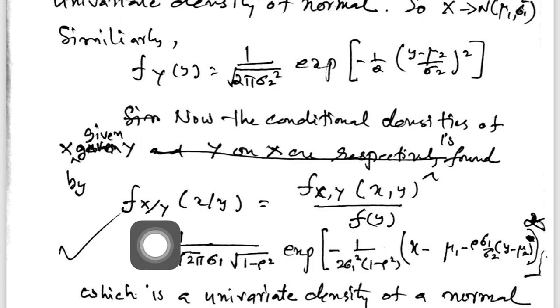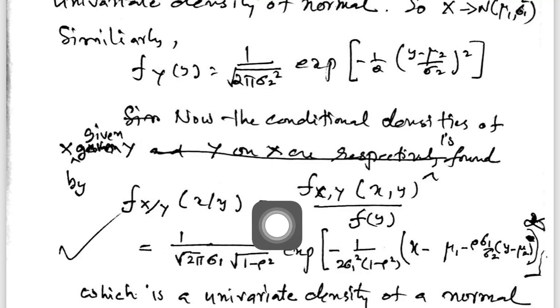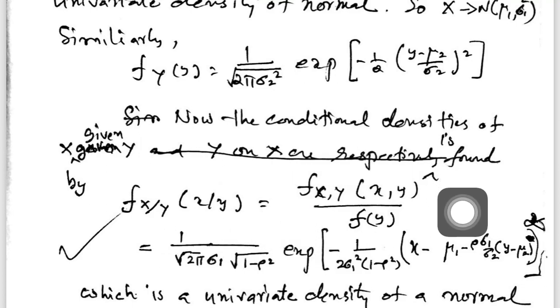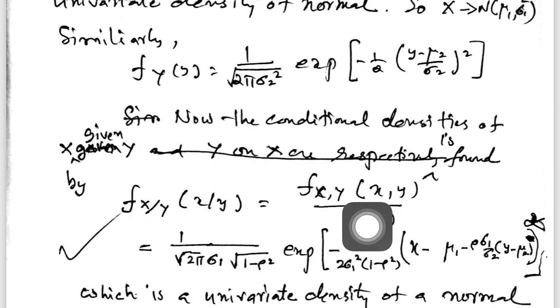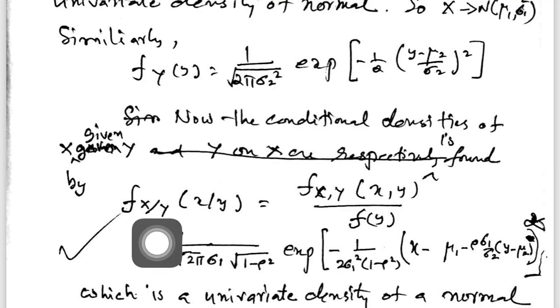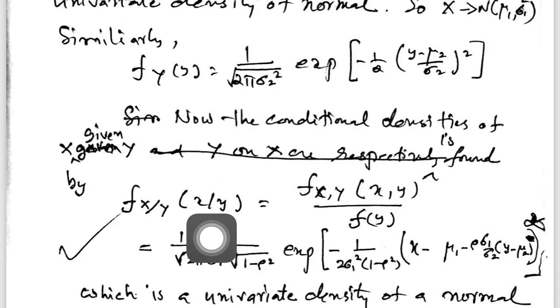And similarly, the conditional density of y given x, what will be this? It is also equal to the ratio of joint density in the numerator, and in the denominator the marginal density of x. Okay, now we try to find what is f of x given y.